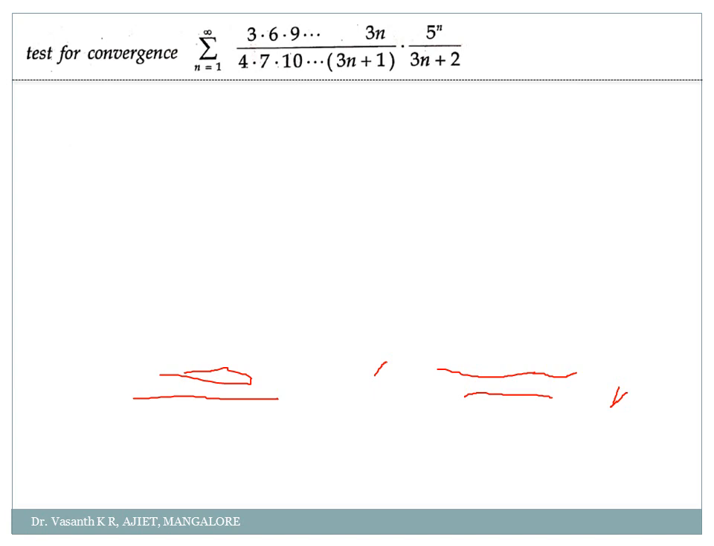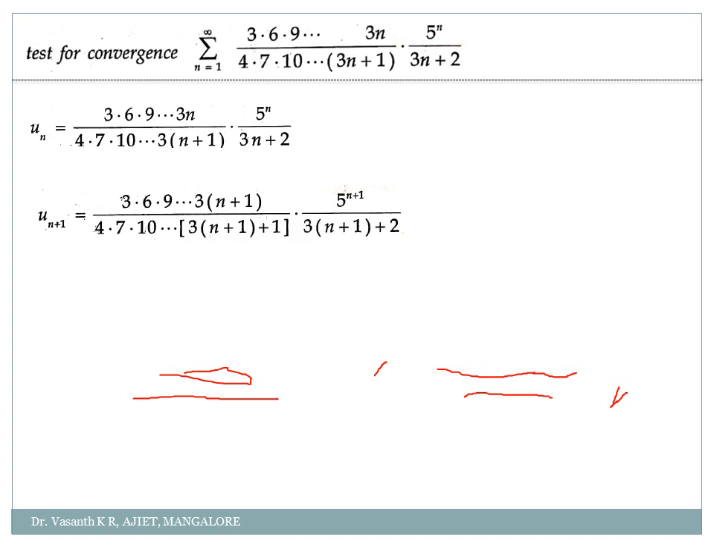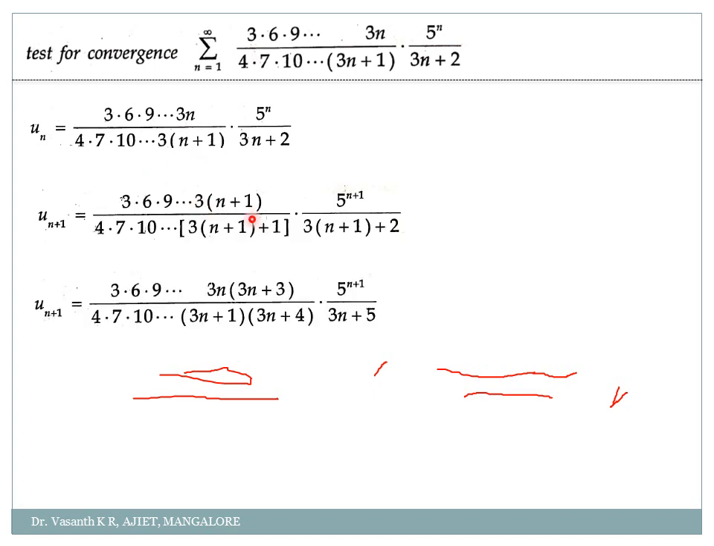Correct? Yes. So directly they have given you un is equal to 3, 6, 9 up to 3n divided by 4, 7, 10 up to 3 into n plus 1, into 5 to the power n divided by 3n plus 2. Now you write un plus 1.